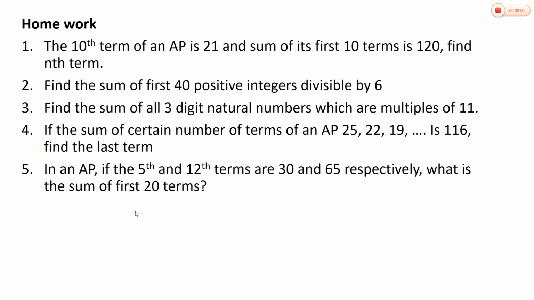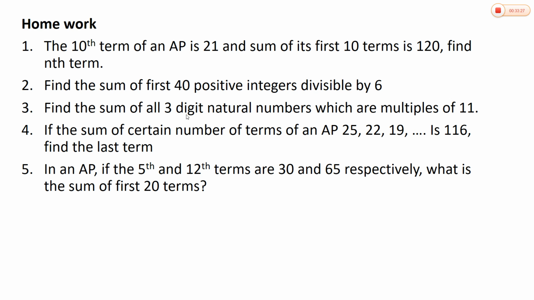Take these problems as homework. The 10th term of an AP is 21 and the sum of its first 10 terms is 120. You have to find the nth term. Second question is find the sum of first 40 positive integers divisible by 6. You have to list the numbers which are divisible by 6 and find its sum.